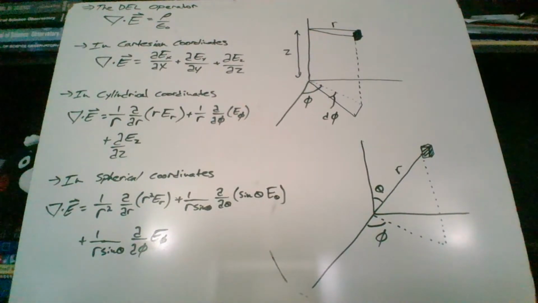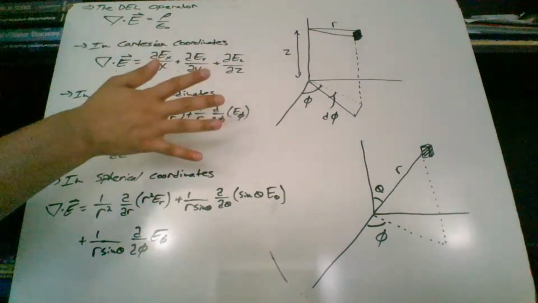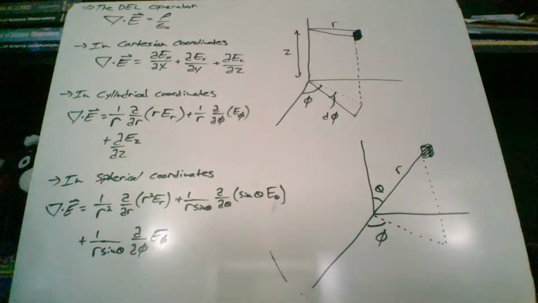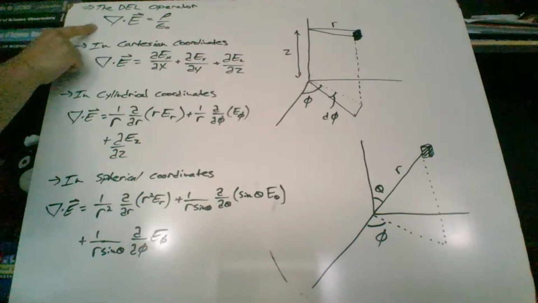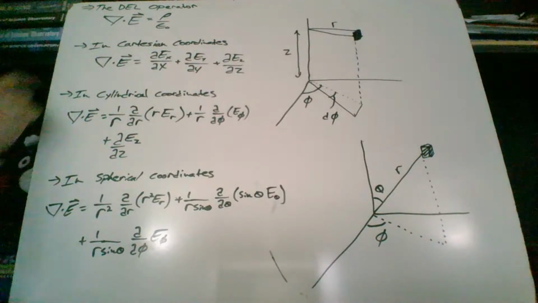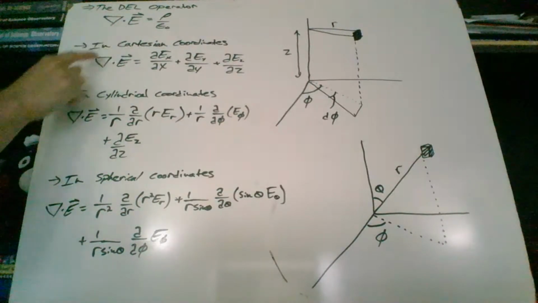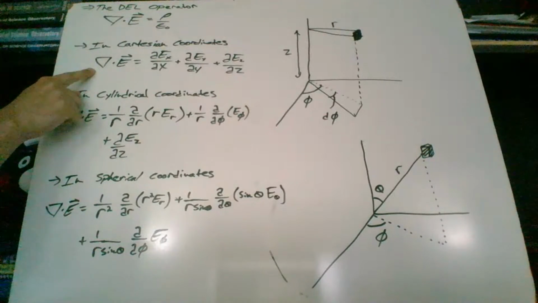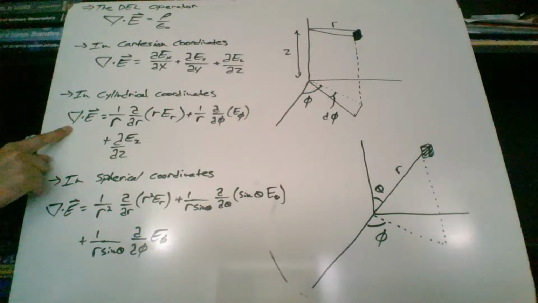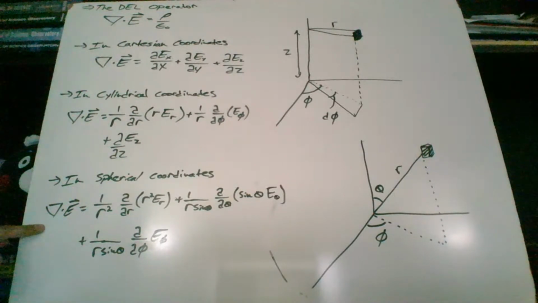We're continuing our journey on multivariable calculus, physics. Today we're going to be looking at the del operator. There are three ways you can take the divergence of the electric field. You can do it in Cartesian coordinates, in cylindrical coordinates, or in spherical coordinates. So 1, 2, or 3.